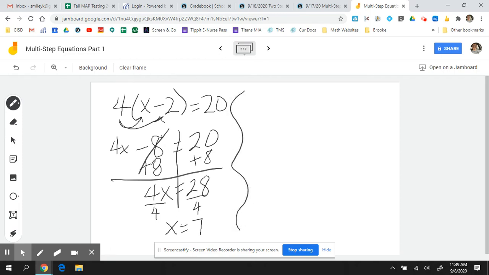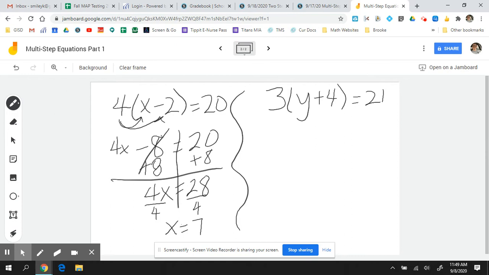All right, so this one I want you to try. It's going to be 3 parentheses y plus 4, close your parentheses, and it equals 21. So give that a try. Pause it and give it a try, and then come back and we'll go over it.